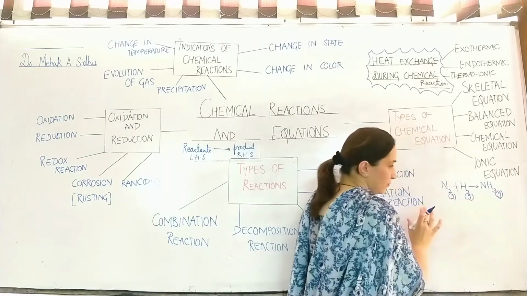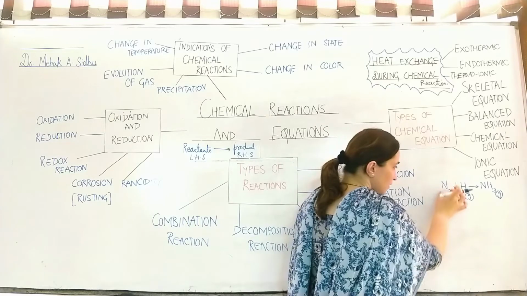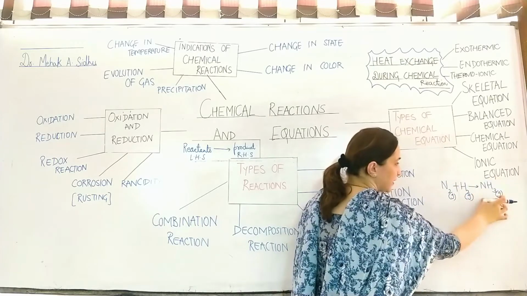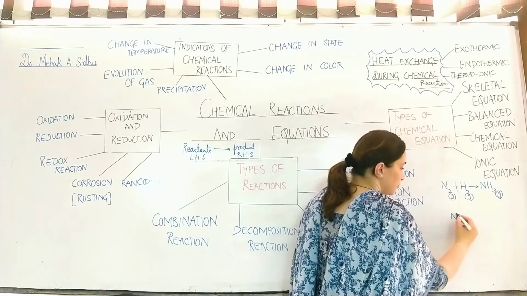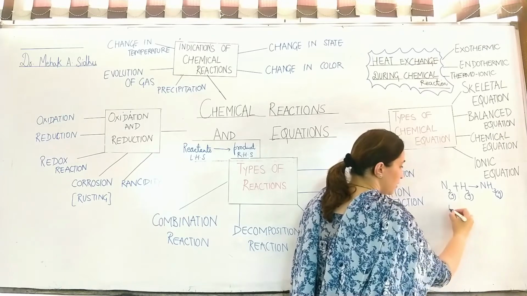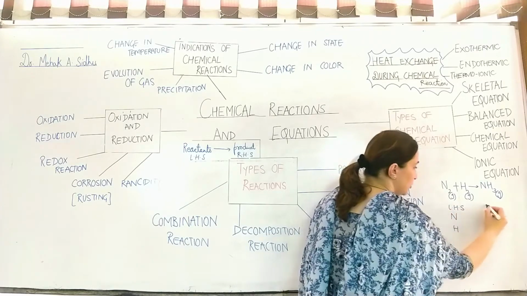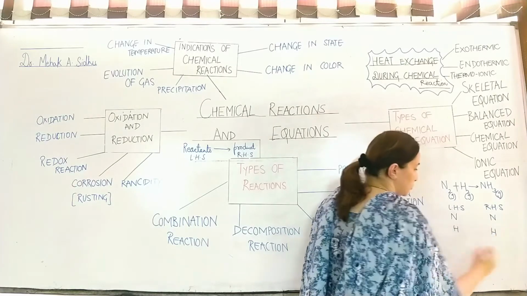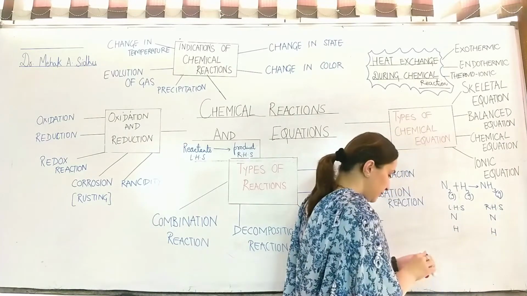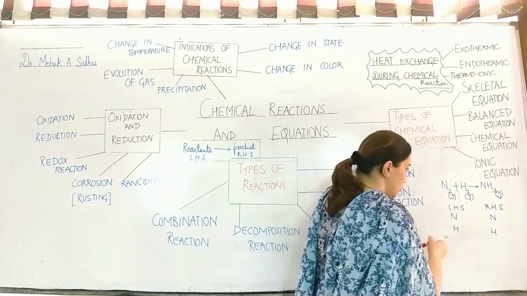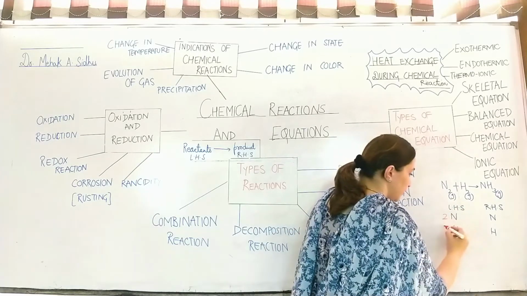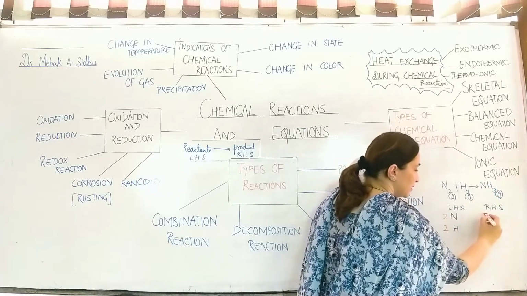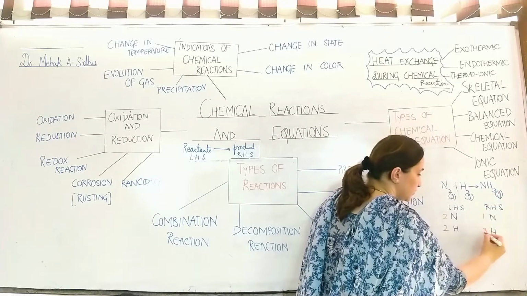Now we are trying to balance this, the elements on the left and the right. On the left we have nitrogen and hydrogen. This is how we write down the skeletal equation. And on the right hand side again we have only nitrogen and hydrogen. You can see on the left hand side nitrogen is 2 in number, hydrogen is 2 in number. Here nitrogen is 1 in number, hydrogen is 3 in number.